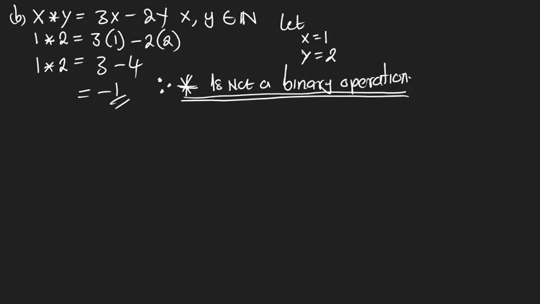Okay, let's try to do the other one. The third one, which happens to be C, is saying we define star by x star y equals x over y, where x, y is a member of integers.